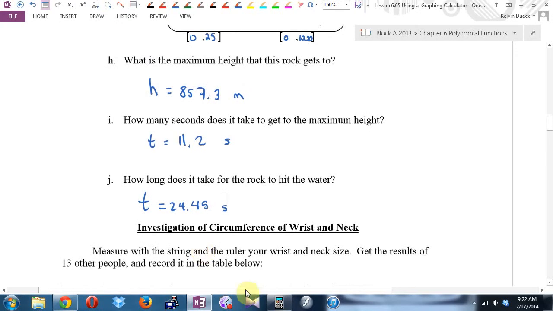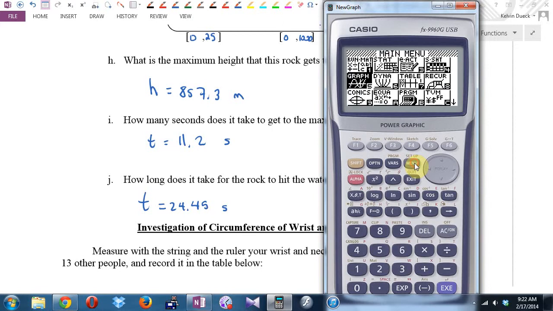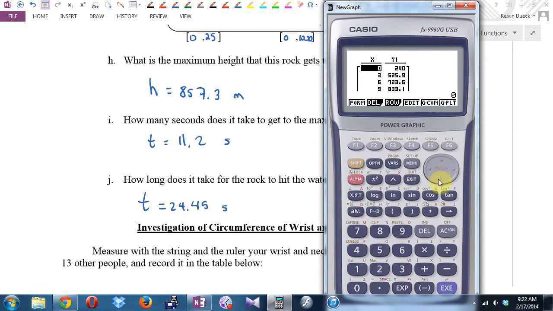Roy said, hey, Mr. Dueck, couldn't I also go table and then just type in when x is 0? Well, no, that doesn't quite work, does it? I would somehow have to put a y value of 0. Actually, I think the easiest way is to use the root function.